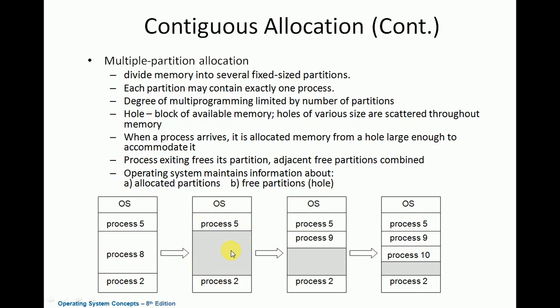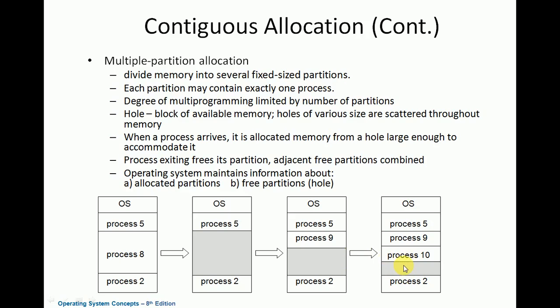Suppose a new process, process 9, arrives here. Its memory requirement is smaller than the available memory hole. So a portion of this memory hole will be allocated to process 9. This is the amount of memory left after allocating memory to process 9. Now another process arrives, say process 10. Out of this remaining memory, the required amount is allocated to process 10. So this much space is left here. This is the memory hole.